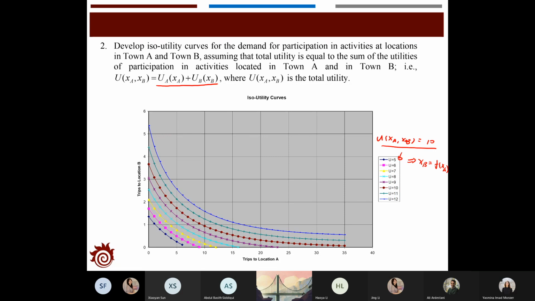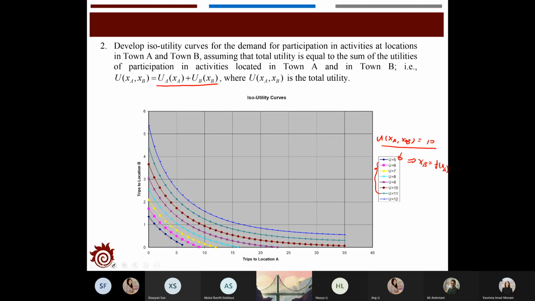In your homework assignment, you probably need to carefully select the range of the utility. It could be between 5 and 12, it could be even larger or even smaller, depending on the parameters I assigned to each one of you. With different total utilities, we can draw different curves, and those would be the iso-utility curves we can use to determine the optimal assignment for the activities in town A and town B. And that's what we get for the iso-utility curve.